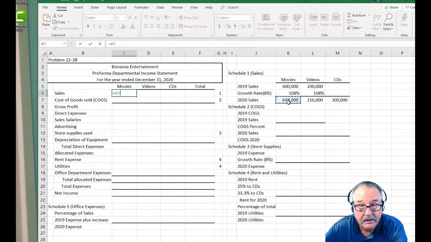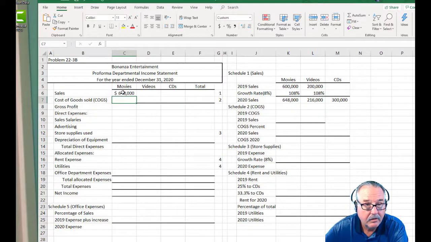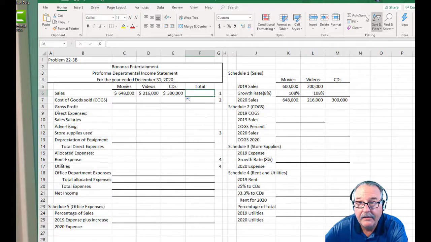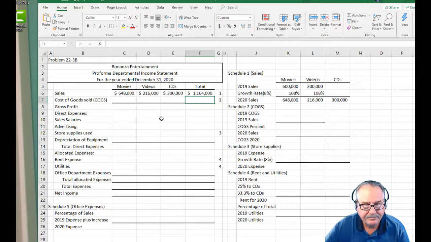So I can now link over to my schedule and calculate total sales is $1,164,000. That's what we expect to sell when we add the CD department. They just gave us the $300,000 number.